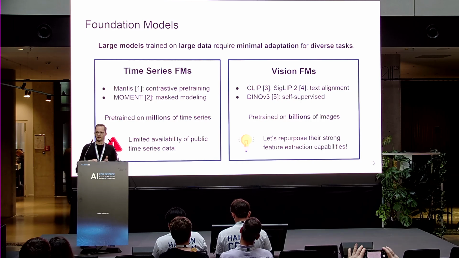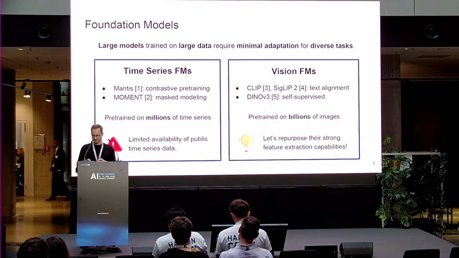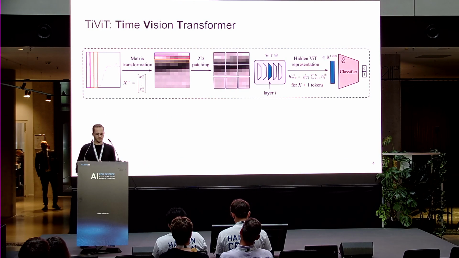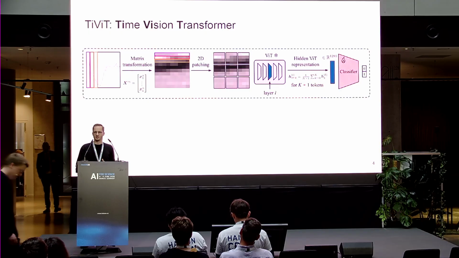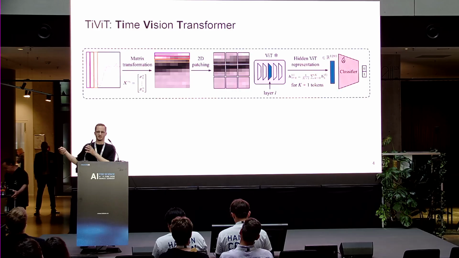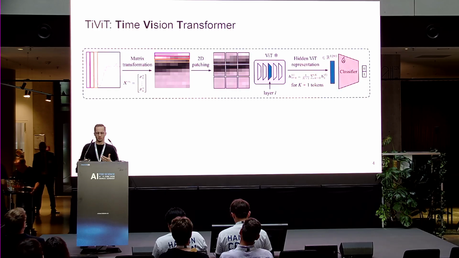And what we ask ourselves in this work is exactly, can we reuse their strong feature extraction capabilities, but in a different domain, on these time series for classification? The method we propose here is TiViT, the Time Vision Transformer. We start with a one-dimensional time series, and we then have to transform it into images such that the vision transformers are actually able to process them.